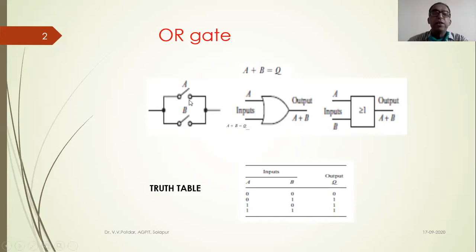Now, A is 0 and B is also 0. Then the output Q will be 0. If A is 0 and B is 1, so one of the two inputs is 1, so the output is 1. A is 1, that is A is on and B is off. Still there will be output Q as 1. If A is 1 and B is on, still the output will be 1. So these are the truth figures of output which will decide which gate I can use for my particular application.